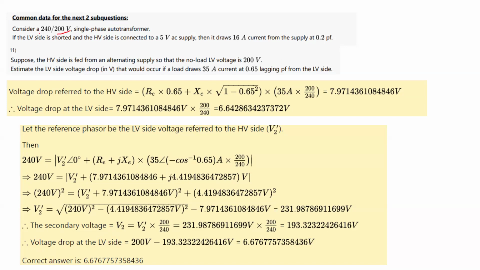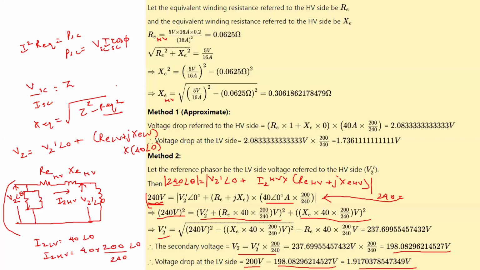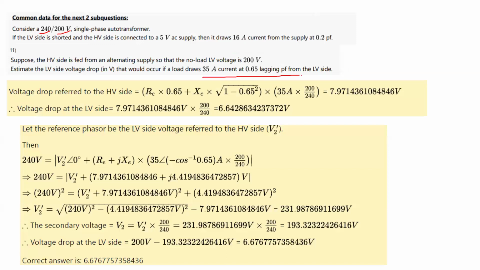So basically they are saying you are supplying 240 volts so that you get 200 volts on the low voltage side. Now they're asking to estimate the low voltage side voltage drop that would occur if a load draws 35 ampere current at 0.65 lagging PF from the LV side. Previously we were drawing 40 ampere at unity power factor from the LV side. Now it is 35 ampere at 0.65 lagging power factor. Exactly the same question.